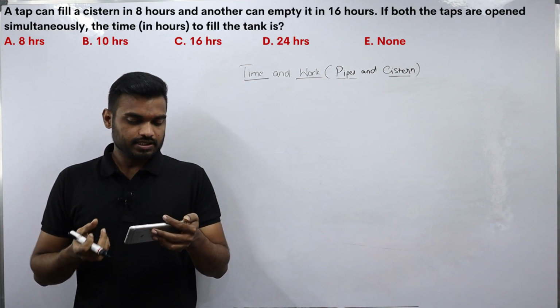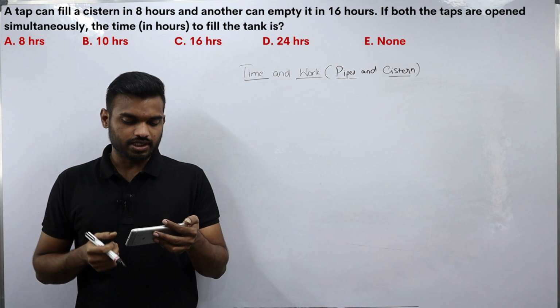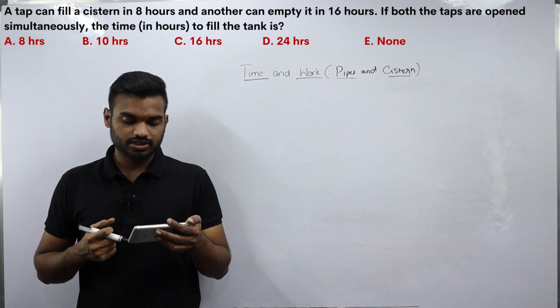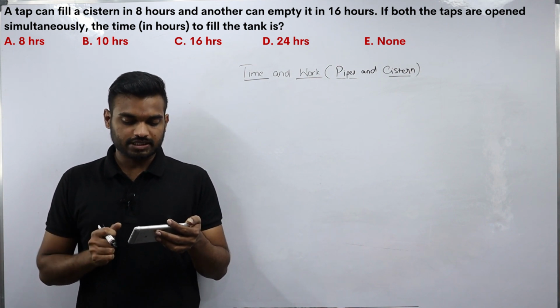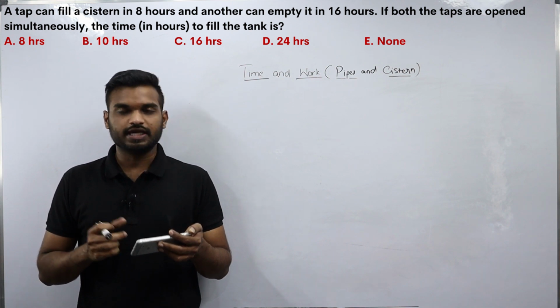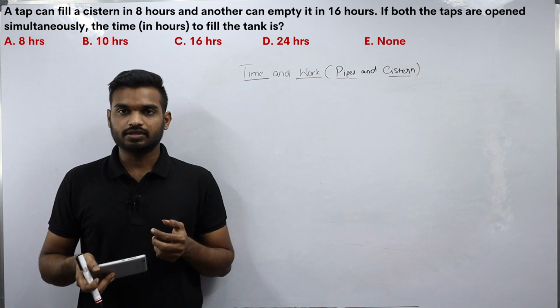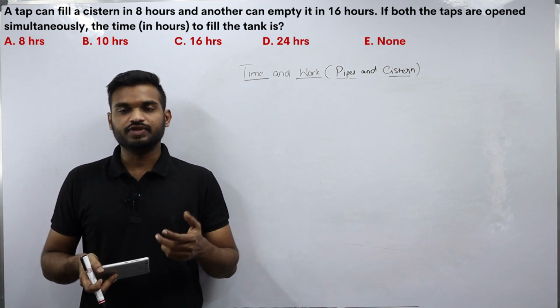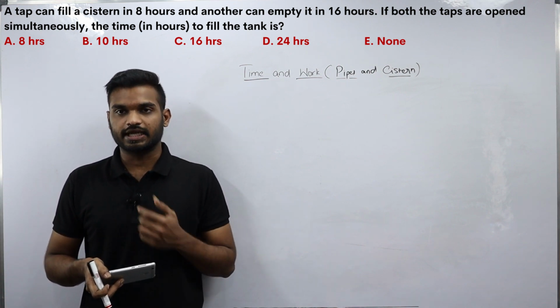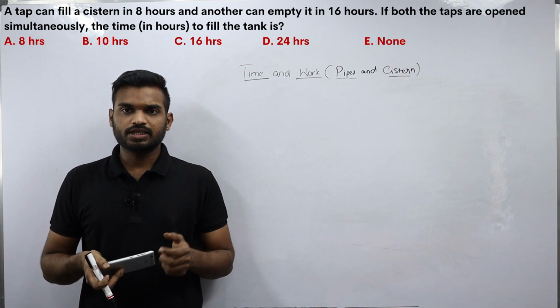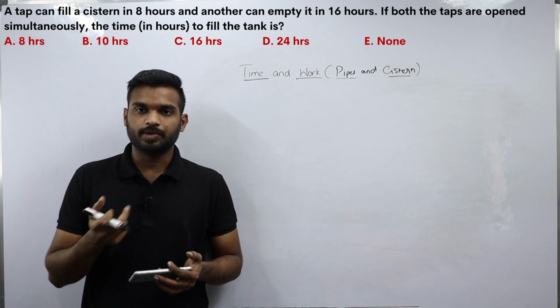They are saying that a tap can fill a cistern in 8 hours and another can empty it in 16 hours. If both taps are open simultaneously, find the time taken to fill the entire tank. So we need to find out the total time taken to fill the entire tank. So here one tap is trying to fill the tank and another tap is trying to empty the tank. Okay, now this problem can be solved in both the normal method and also the LCM or units method.